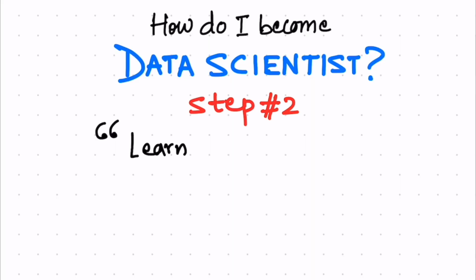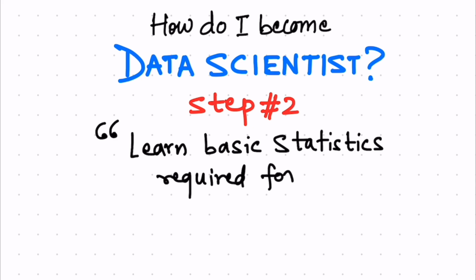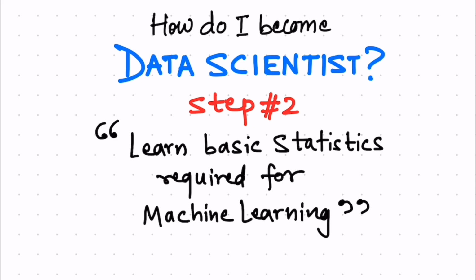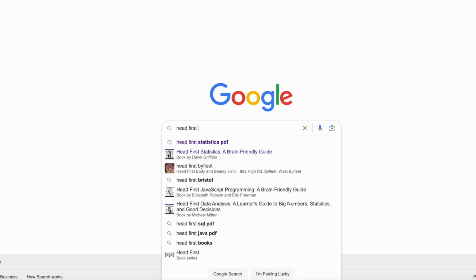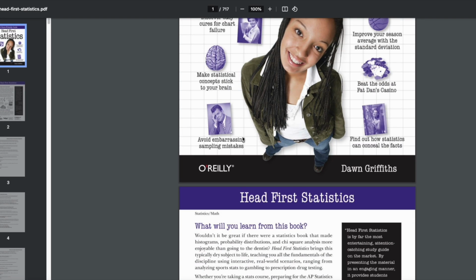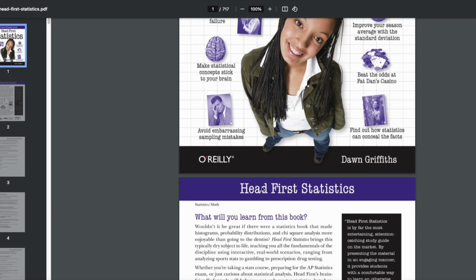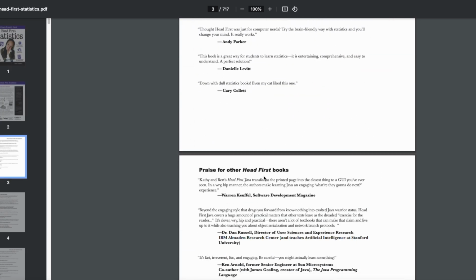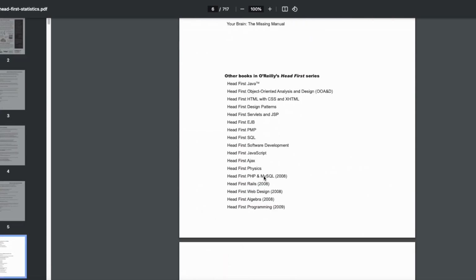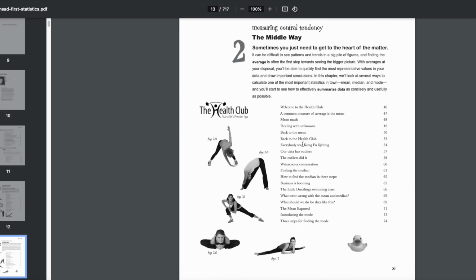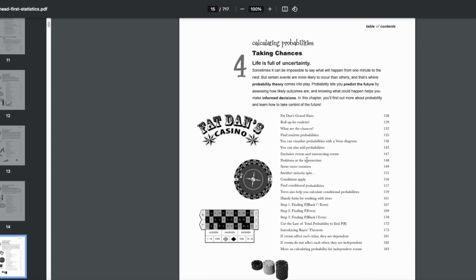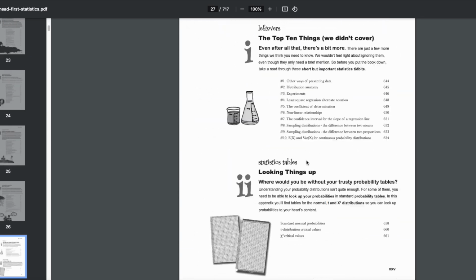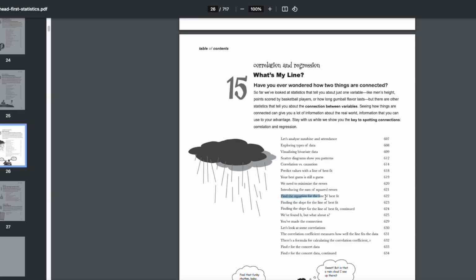Step 2. Learn the basic statistics required for machine learning. I recommend just one book, Head First Statistics by Dawn Griffiths. This book will change the way you look at numbers. It has helped me immensely when I started my machine learning journey. The book takes you from understanding the basics like mean, median, mode, hypothesis testing, data distribution, etc. up to linear regression, all in a fun and easy to understand way.